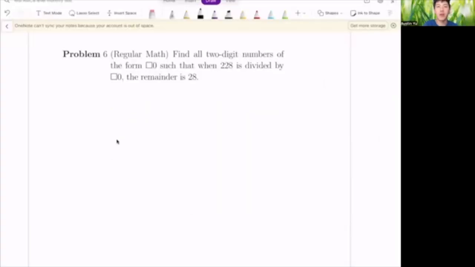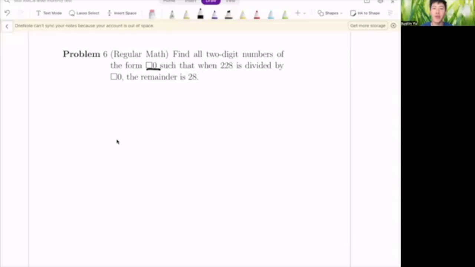Find all two-digit numbers of the form blank 0 such that when 228 is divided by blank 0, the remainder is 28. So blank 0 is going to be a two-digit number, right? Two-digit number, and the ones place has to be a 0. So how do we approach this problem?